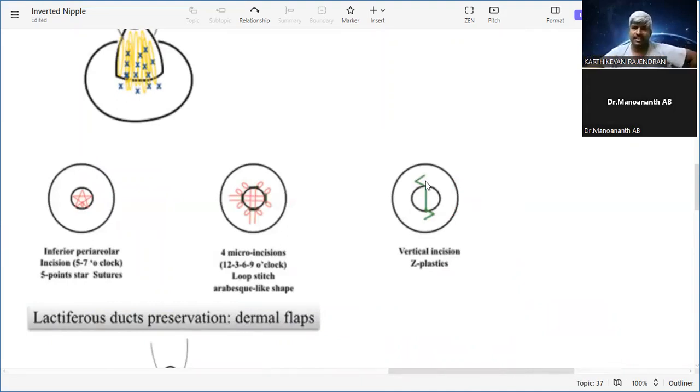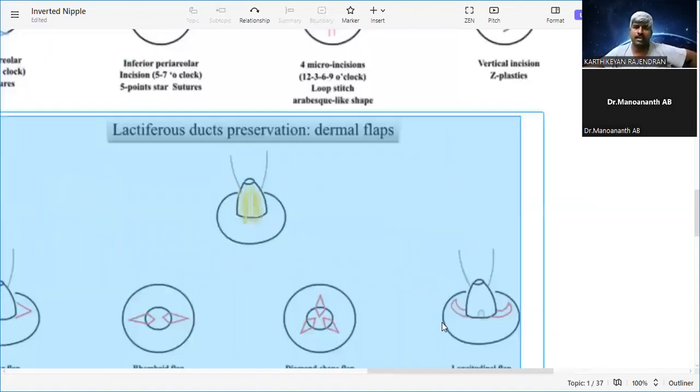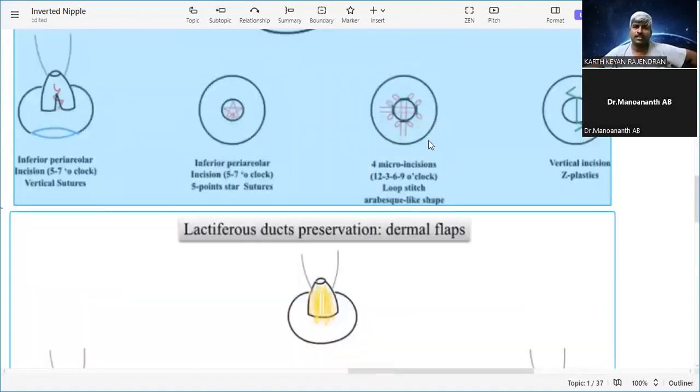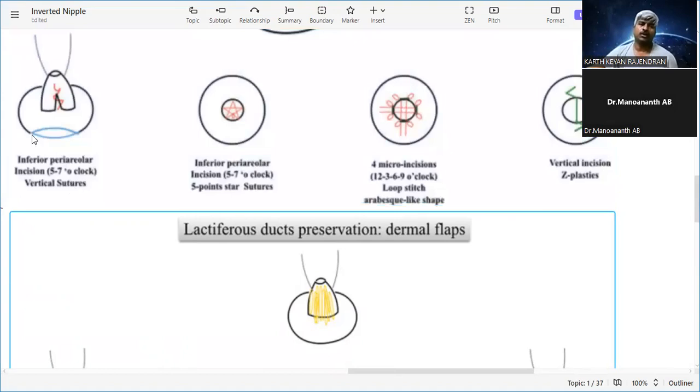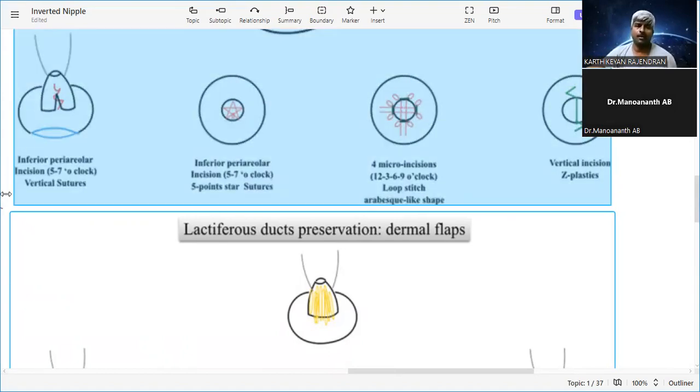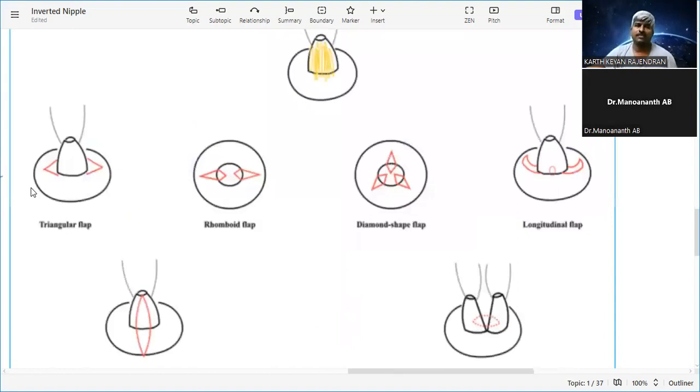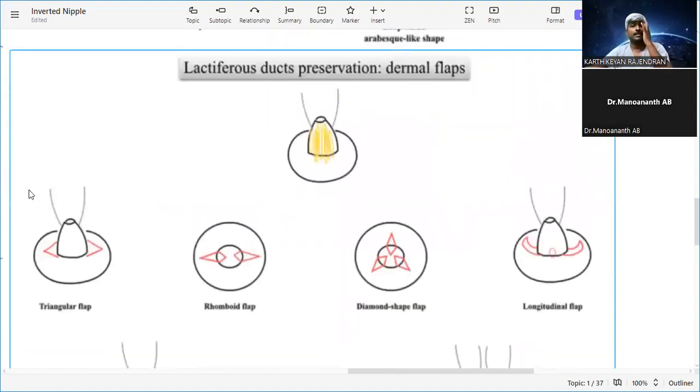Here we do a Z-plasty and close it. For the micro incision, it is sutured with a loop stitch all around, and we pull it and suture. And here a 5-point star suture is made, and we pull it. So here the lactiferous duct is mostly damaged. For that we use the lactiferous duct preservation methods, that is, the dermal flaps and suture techniques.